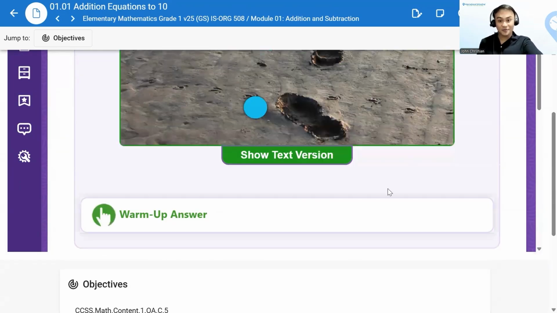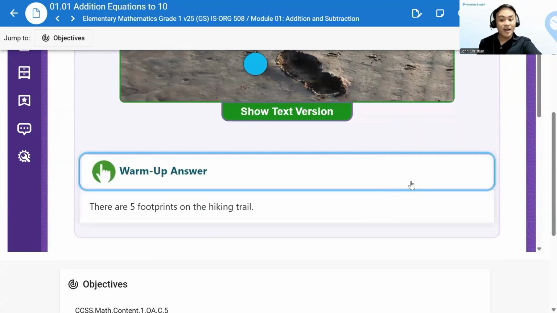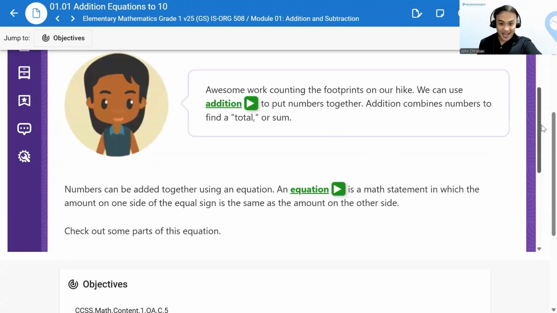Let's see if our answer is correct. There are 5 footprints on the hiking trail. What a great job, little mathematicians. Now, let's continue our lesson by learning addition.